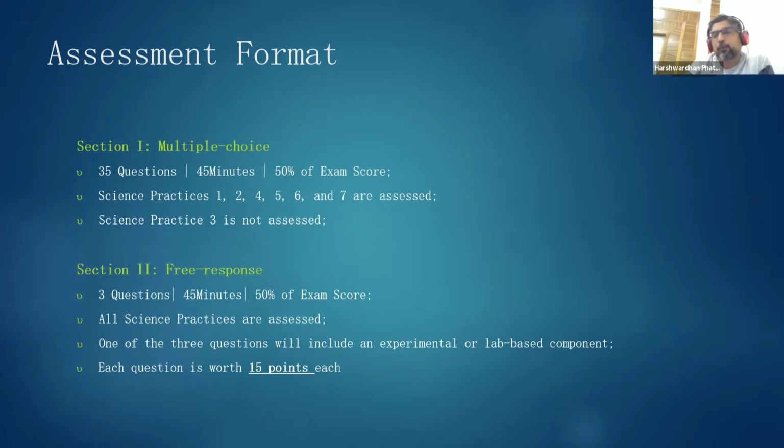Now, one of the 3 questions that is there in the FRQ is an experimental or a lab-based question. So again, how students do in their laboratory coursework, this one question would be very, very important because it is exactly on the pattern of how they perform experiments in the laboratory. Okay, each question in the FRQ section is 15 points. So the 3 questions contribute to 45 points.